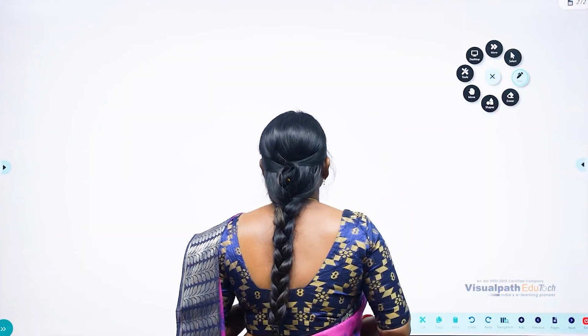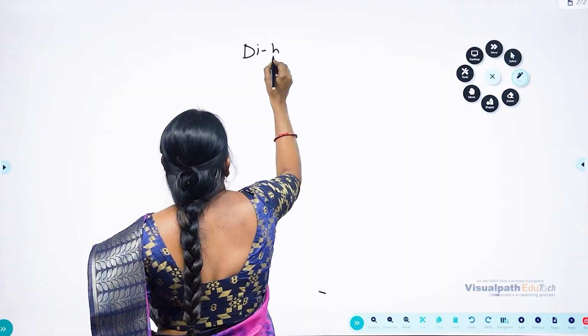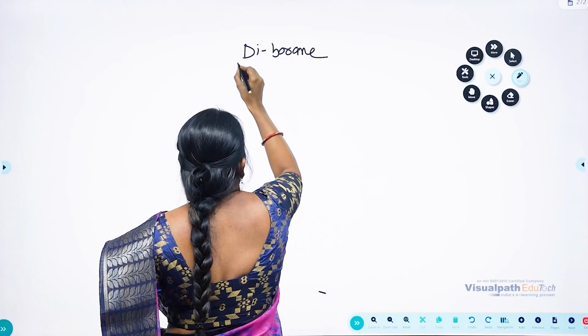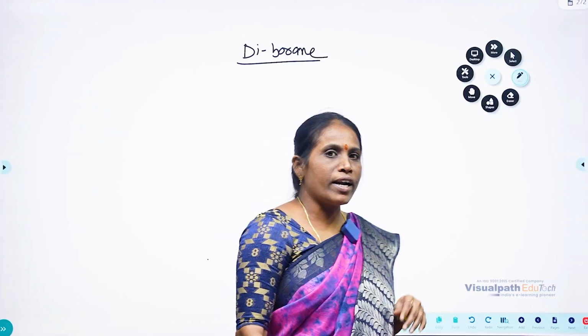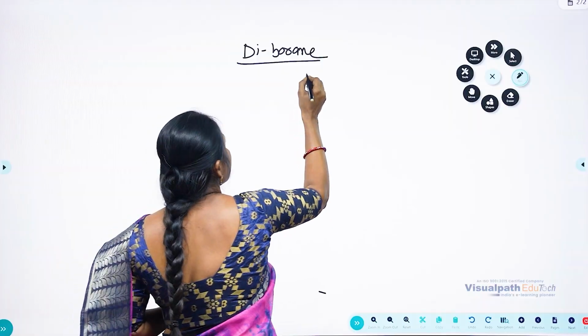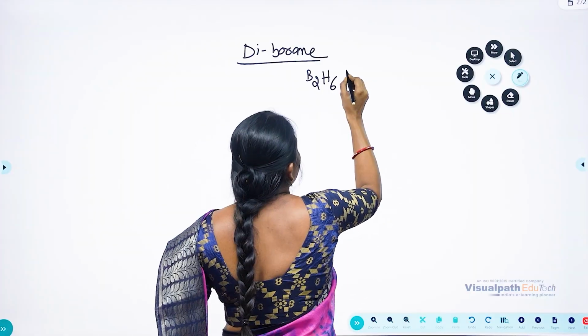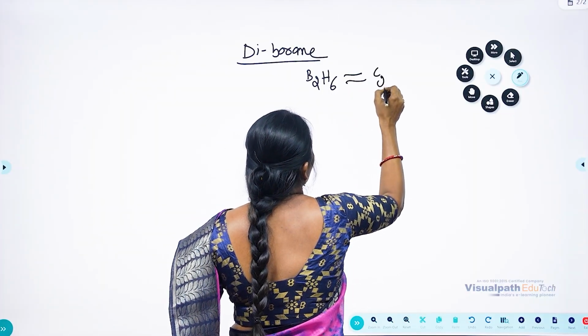In the p block elements, first we discuss the boron hydrogen compounds. What are the boron hydrogen compounds? Here boron and hydrogen combine to form compounds known as boron hydrogen compounds. Here diborane is one of the boron compounds. Generally, the formula of diborane is B2H6.